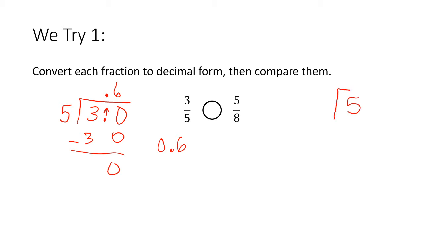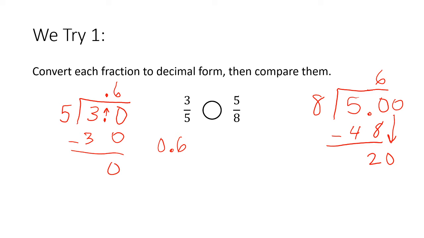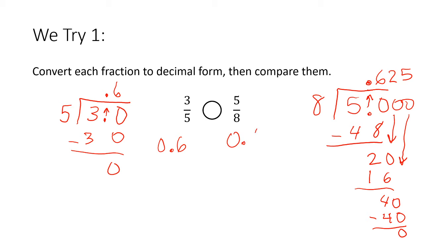How about the one on the right? The numerator goes on the inside, the denominator goes on the outside. 8 can't go into 5, so I need to add a decimal and a 0. 8 can go into 50 6 times. 6 times 8 is 48. I'll subtract and have 2 left over. Bring down a 0. 8 goes into 20 2 times. 2 times 8 is 16. Have 4 left over. Bring down another 0. 8 goes into 40 5 times. 5 times 8 is 40. And I have no remainder. Great! So I'm done. I just pop up that decimal. So I now have 0.625.